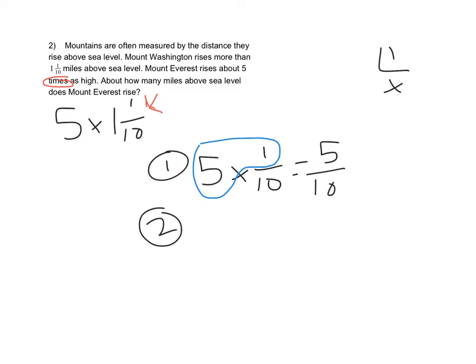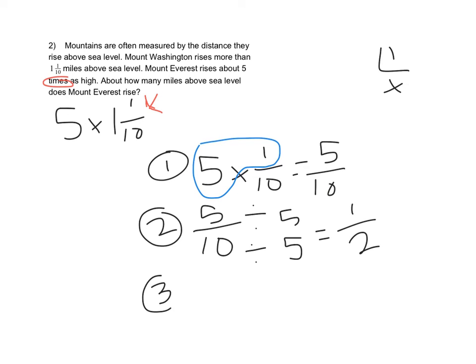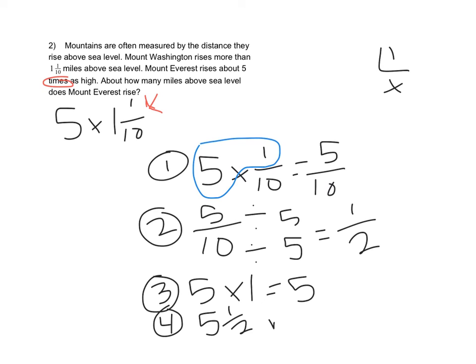Step 2 is to rename or simplify. 5/10. I do not need to rename it, but I can simplify by 5 because 5 is the greatest common factor. I get 1/2. Step 3 is to multiply my whole. I have 5 times 1, that equals 5. I do not have any circles or whole numbers in step 2, so I do not need to add anything. So my last thing is to put it together. I have 5 1/2, and I need to add my label. So miles above sea level.